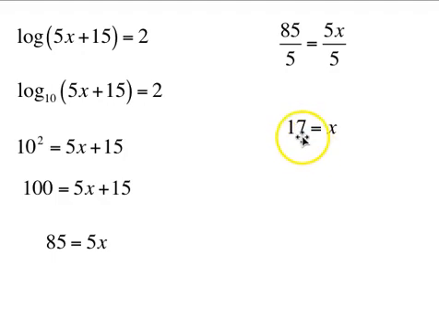Now make sure that's an acceptable number. 17 times 5 is 85. 85 plus 15 is 100. We can take a log of a positive number, positive 100. And indeed, log base 10 of 100 is 2. That's correct. Next example is log base x of 27 is 3. So x to the third power equals 27. 27 is 3 to the third power, so x equals 3.